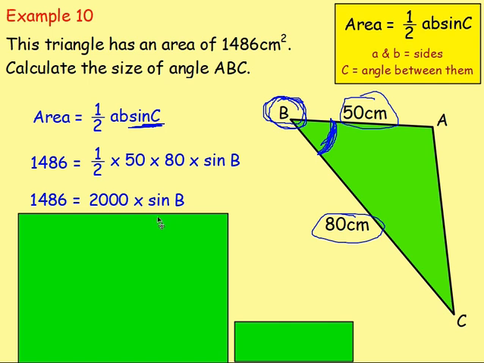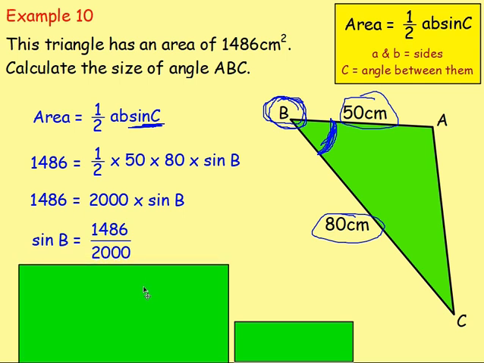Before we get B, work out what sine B is. How do we get sine B on its own? We would have to get rid of that times by 2,000. You do. Well, you just do the opposite, so you divide by 2,000. Divide both sides by 2,000. So you get sine B equals the 1,486 divided by 2,000.